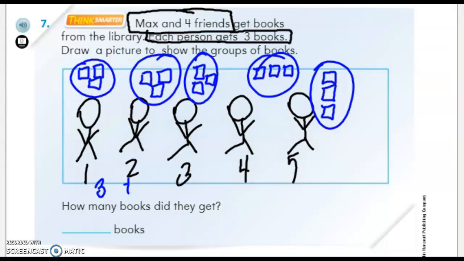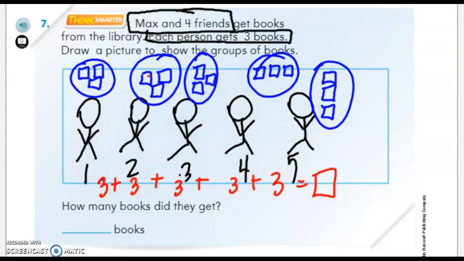We have 3 plus 3. Oops. Let me redo that. Pick a different color. 3 plus 3 plus this person's 3 plus this person's 3 and plus this person's 3 equals our total number. So we could skip count by 3s. You could count the books. You do it whichever way works best for you.